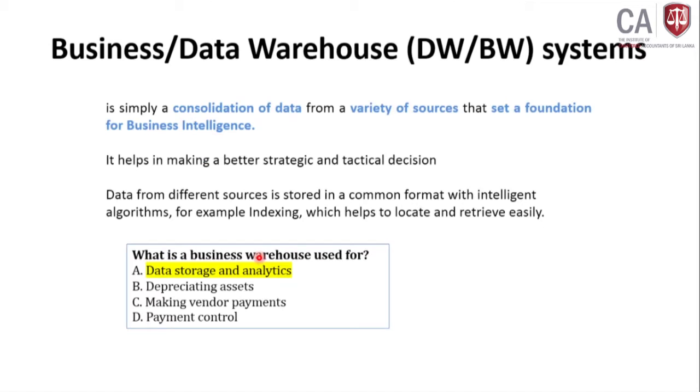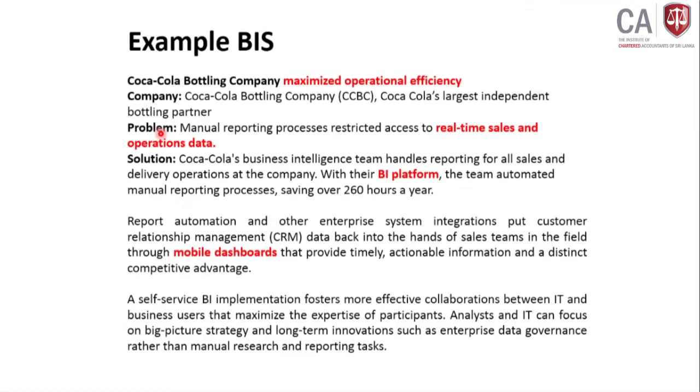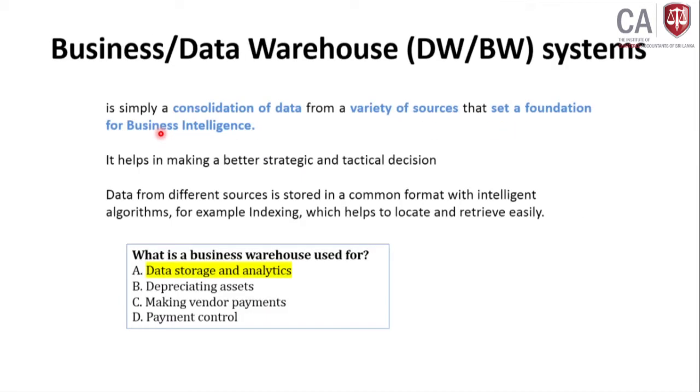Okay, business data warehouse systems, data warehouse, business warehouse. What do we talk about here? We'll tell in brief. It is simply a consolidation of data from a variety of sources that sets a foundation for business intelligence. So data warehouse is giving a foundation for business intelligence systems. We talk about it here. It helps in making better strategic and tactical decisions, that is, the management decisions that will be taken.